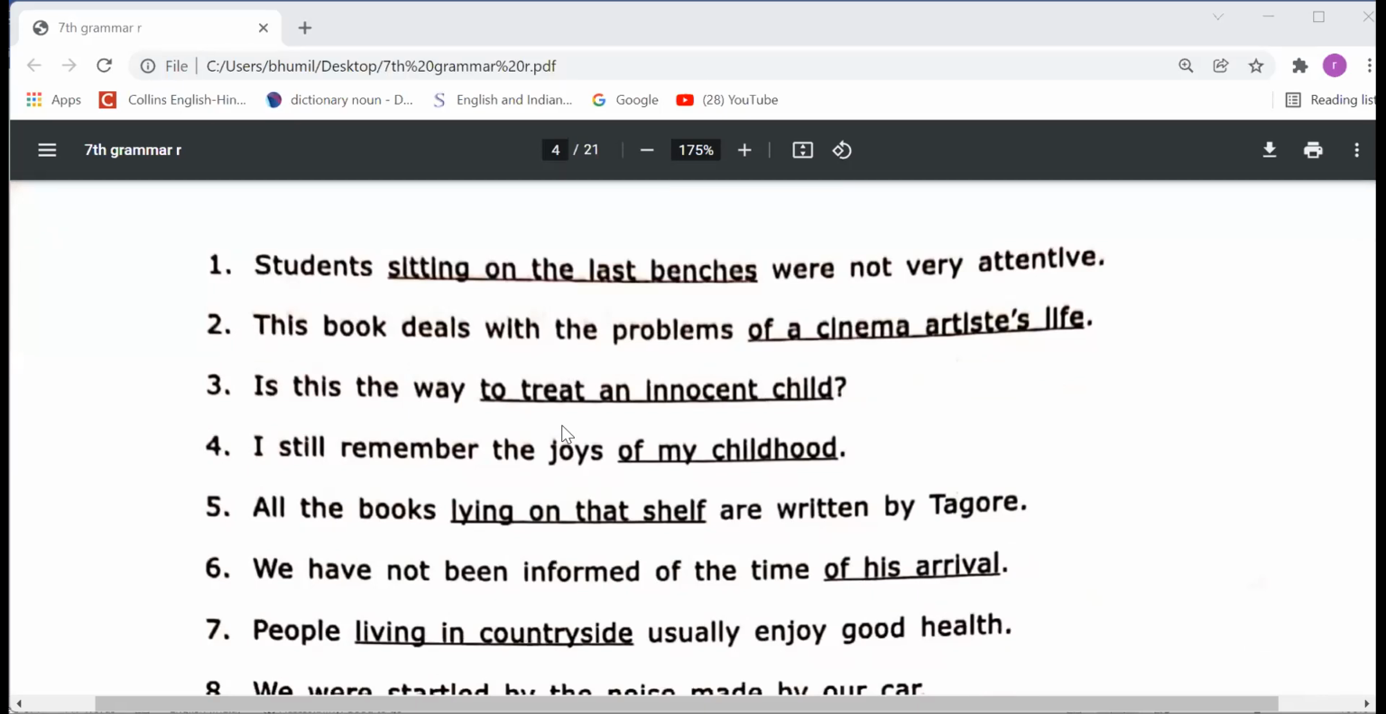This book deals with the problems of a cinema artist's life. So of a cinema artist's life, this part we have to remove and we have to fill here an adjective clause. So we can mention here, this book deals with the problem that a cinema artist faces in his or her life, right? So in this way, we have to do this exercise.